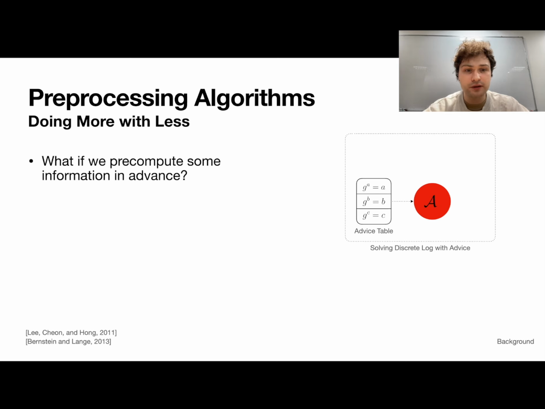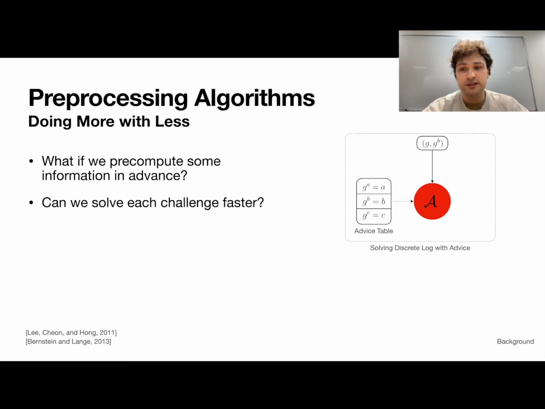So as you can see here, for discrete log, what are we going to do? We're going to say g to the a has discrete log a, g to the b has discrete log b, g to the c has discrete log c. And we're going to do something like this for as many discrete logs as we want. Now, the question is, is this useful and does this help? Can we solve some online challenge faster? In this case, the challenge is g to the b, and g to the b is in my table, so I'm allowed to just say b. I don't have to make any group operations, I know the answer.